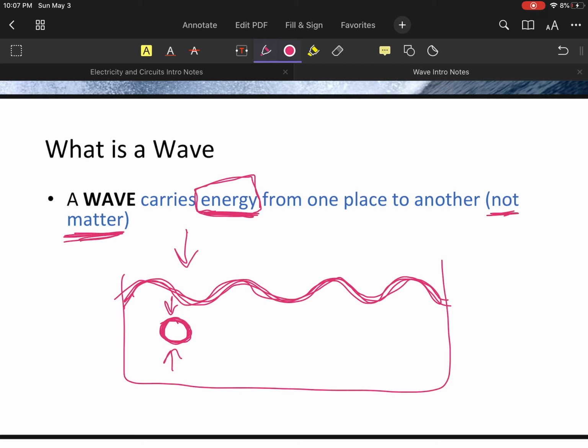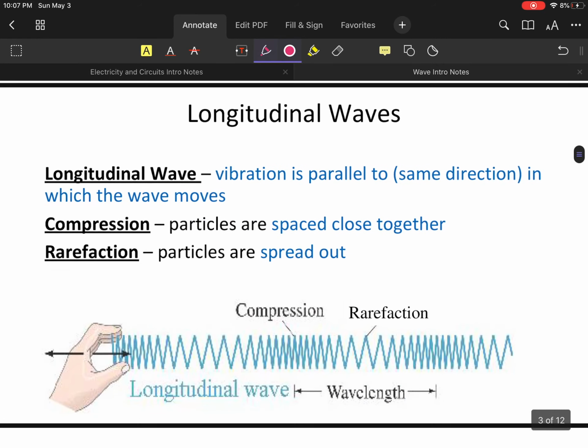Okay, so maybe it helps if you want to write down "through." So from one place to another through a material, okay, or a substance. We have two different types of waves that we need to make sure we know about.